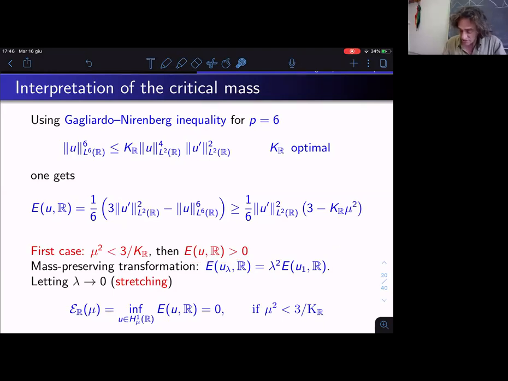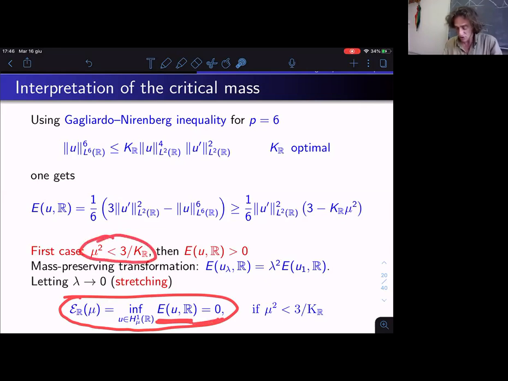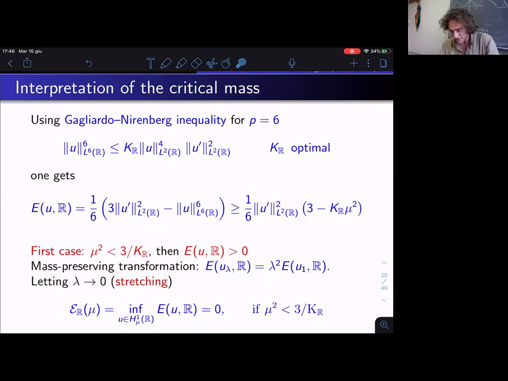So consider now the mass-preserving transformation as before, the stretching or the squeezing. We have a factor lambda squared on the energy. So if we let lambda go to zero, we see that we can bring the energy as close to zero as we want. So the infimum must be zero here. This is what happens below this quantity, which is exactly the value of the critical mass.